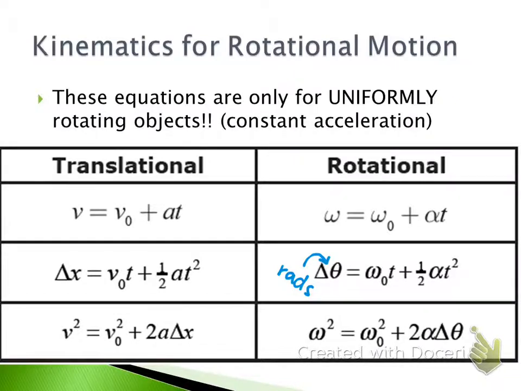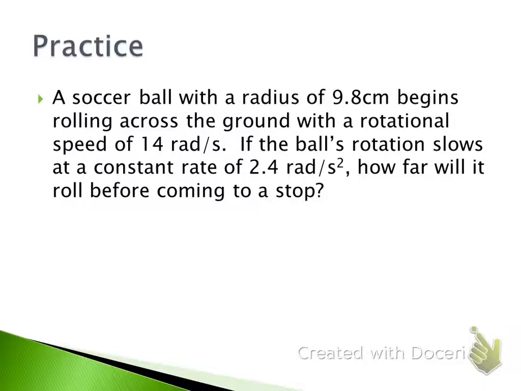Same with our velocities here, our omegas. They can't be in RPMs. Sometimes we'll get it in RPMs, which is revolutions per minute. So we need to make the conversion always to be in radians per second. So we need radians, radians per second, and radians per second squared. Okay, questions here on these 3 equations? All right, we're just going to jump in here and start practicing some.